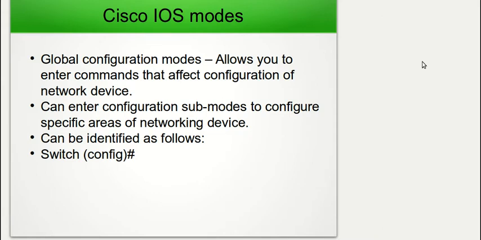Okay, so the next mode we have is called global configuration mode. Once we enter that mode, we're able to enter commands that affect the configuration of the network device. From here, we can enter what's called sub-configuration modes. In sub-configuration mode, you can configure specific areas of the networking device. And you can tell that you're in global configuration mode with this identifier here, where we list the host name of your device.